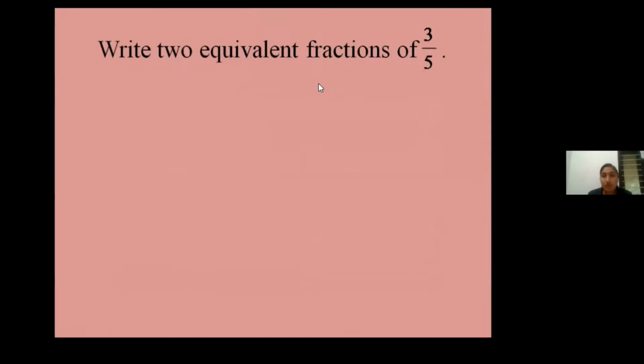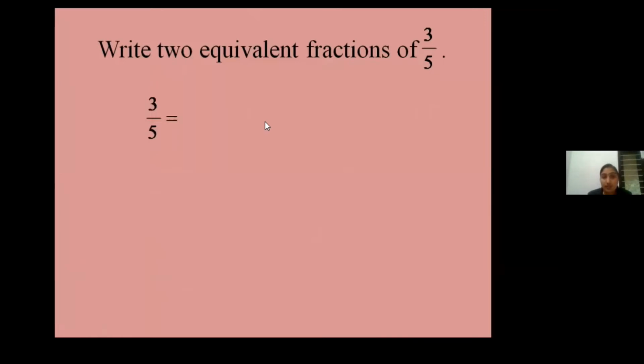For finding equivalent fractions of a given fraction, we have to multiply both the numerator and denominator of the given fraction by the same number. You can choose any numbers. Here I am just using the numbers 2 and 3.